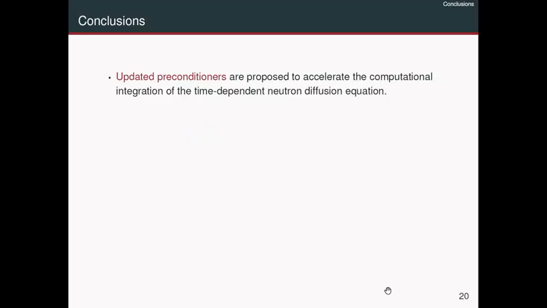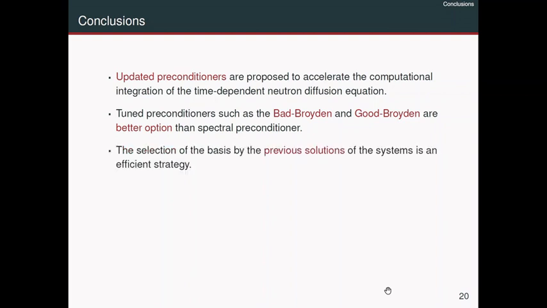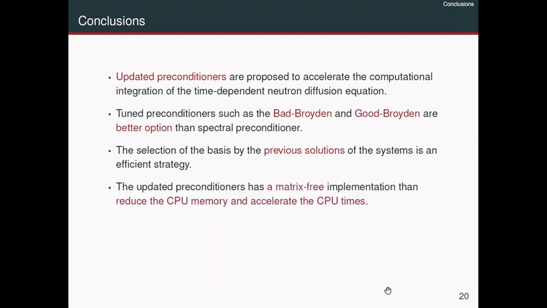So the conclusions of this work are: we have studied updated preconditioners to accelerate the computational integration of the time-dependent neutron diffusion equation. Tuned preconditioners such as bad and good Broyden are a better option than the spectral. The selection of the basis from the previous solution is an efficient strategy. And the updated preconditioner has a matrix-free implementation that reduced the CPU time and also the memory.